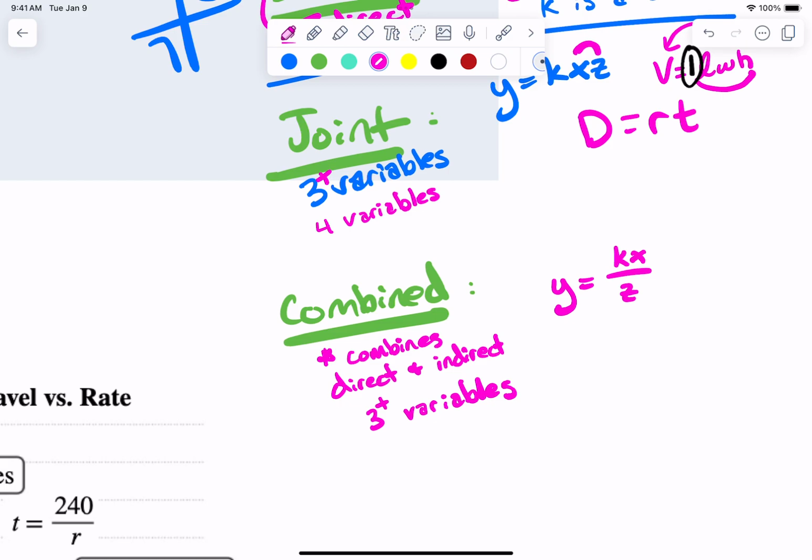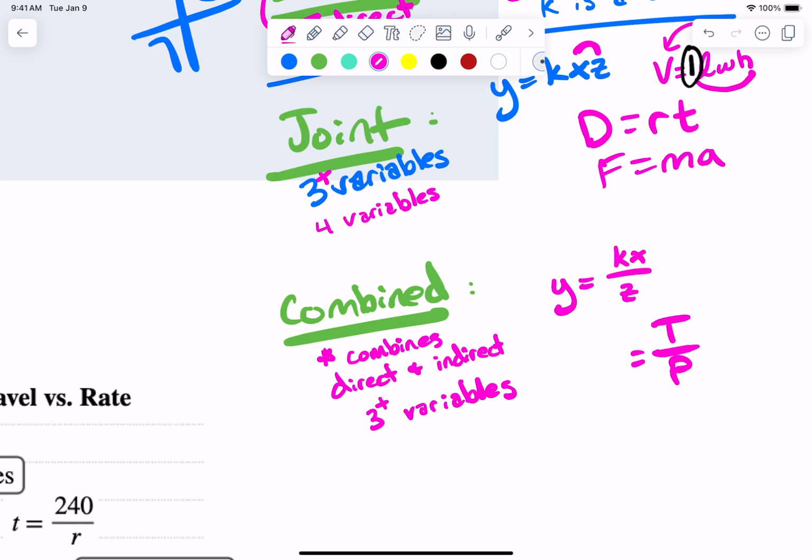Temperature over pressure. Is that volume? Volume equals temperature over pressure. We're working with force right now. Force is temperature over pressure? No, that's what we're working on in physics right now, so I can't tell you. Force equals mass times acceleration. That's a joint. Is it gravity? Because gravity is a constant.